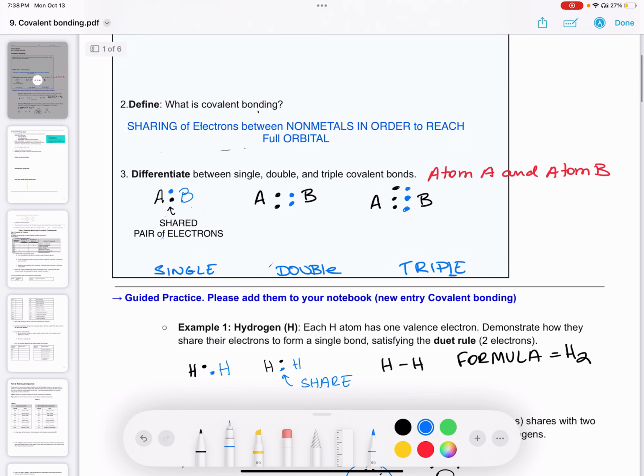Right, so differentiate between single, double, and triple bonds. All the examples I gave you were single bonds, where two atoms are sharing a pair of electrons. There are other cases you'll see later on where two atoms can share two pairs of electrons. If I was going to draw a single bond, I would draw it like this, A and B. If I was going to draw a double bond, where there's two pairs being shared, I would do A and B. And then if it was a triple bond, there are some compounds that have triple bonds, and it looks like this.